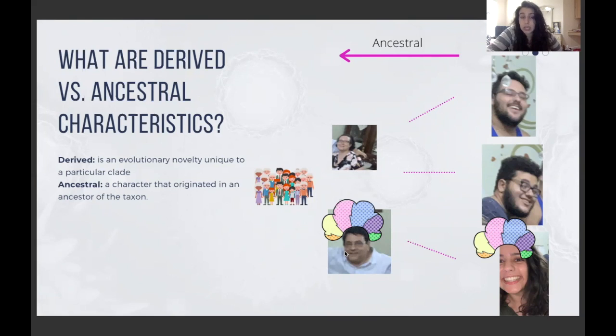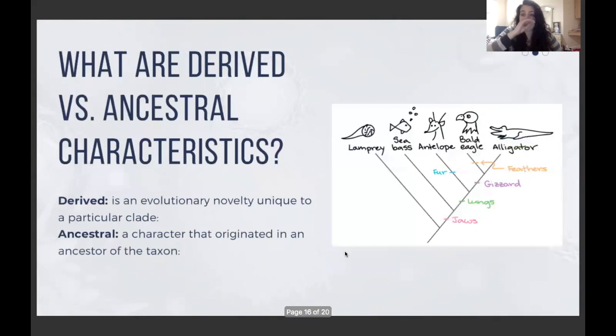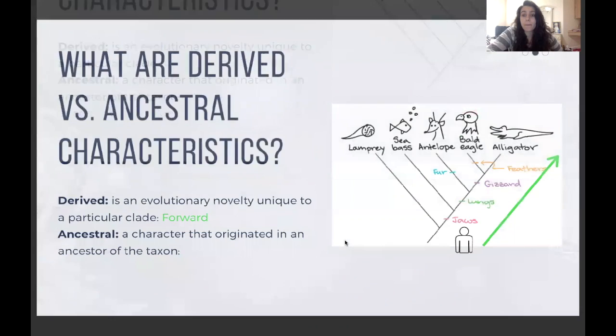So now let's try to do our best to see how this looks on a phylogenetic tree, right? So let's just pick any one of these characteristics. Let's go ahead and use this characteristic right here. So the development of lungs, okay? So again, the development of lungs is both a derived and an ancestral characteristic depending on the orientation in which you are looking at, okay?